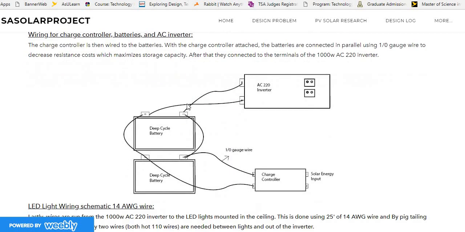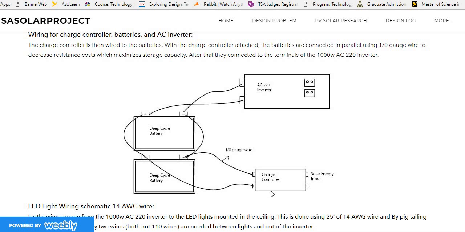So here we have the basic wiring schematic for how the charge controller, batteries, and inverter would be connected. The solar energy input would come in here, and then the charge controller would be hooked up directly to the batteries. The charge controller is really important because it makes sure your batteries don't get overcharged, and it makes sure the solar panels do not directly draw power from the battery system.